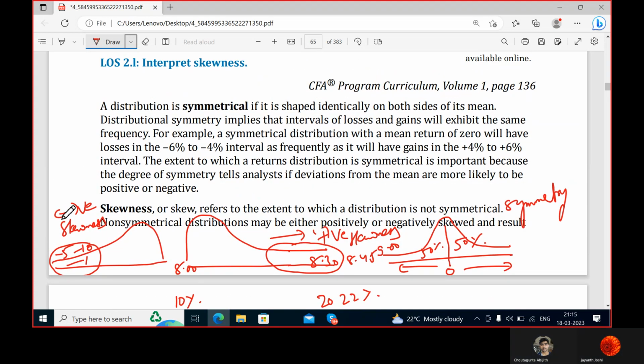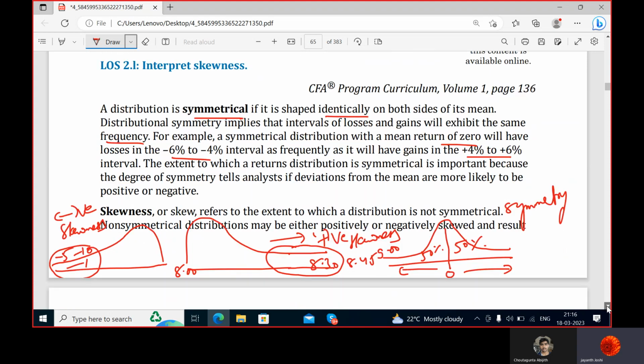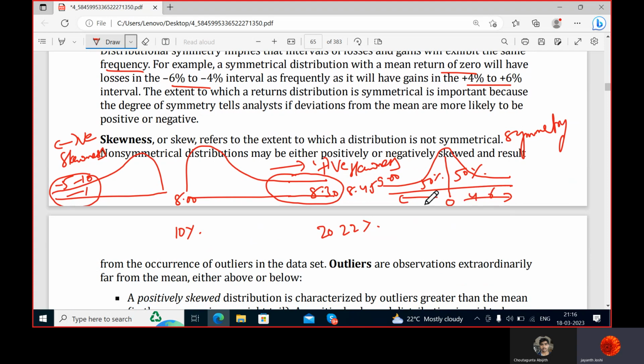Yes. Now let's do some reading here. A distribution is symmetrical if it is shaped identically on both sides of its mean. As I told you here, distributional symmetry implies that intervals of losses and gains will exhibit the same frequency. For example, a symmetrical distribution with a mean return of 0 will have losses in the -6 to -4 interval as frequently as it will have gains in the +4 to +6 interval. That means either here 4, 6, or -6, -4. You understood? So this is symmetry.